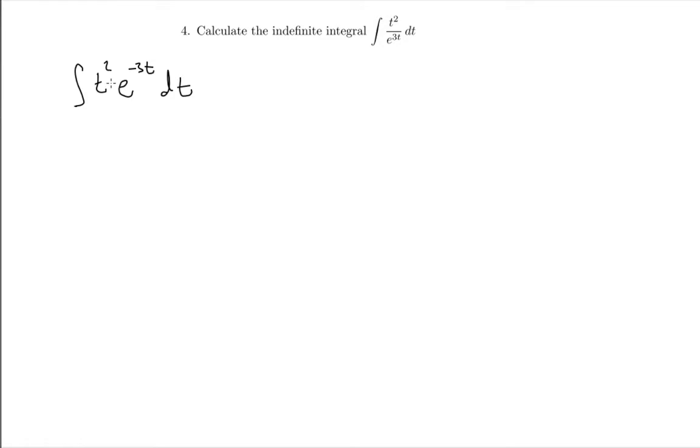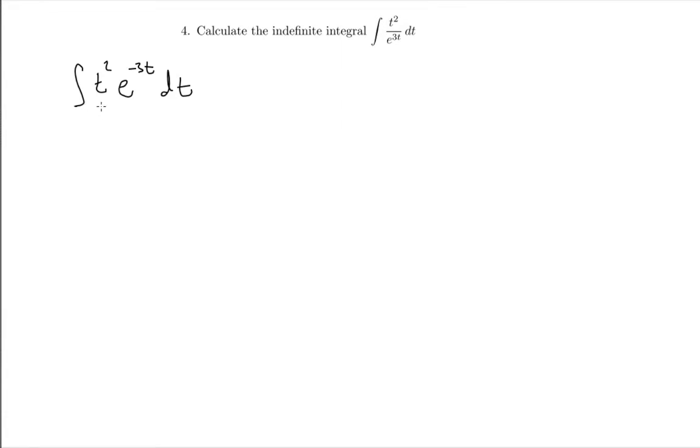More importantly, the next integration, if I do integration by parts, will involve a derivative of one of these. The derivative of t squared is 2t, which will be an easier integration to do. So I think I'll commit to doing integration by parts here.